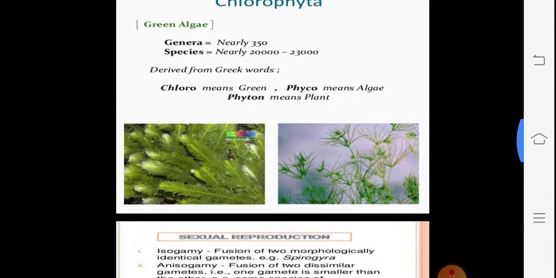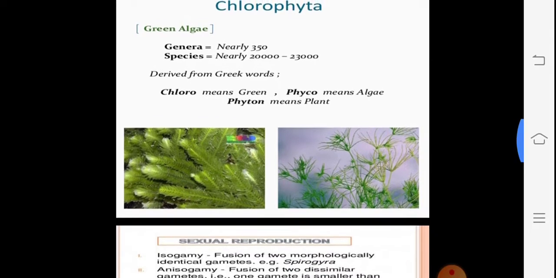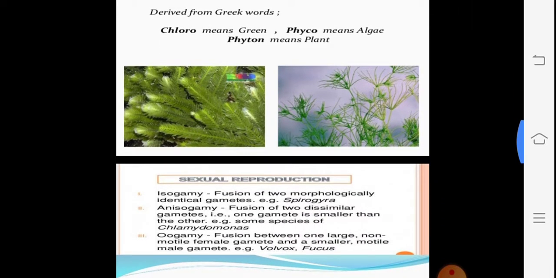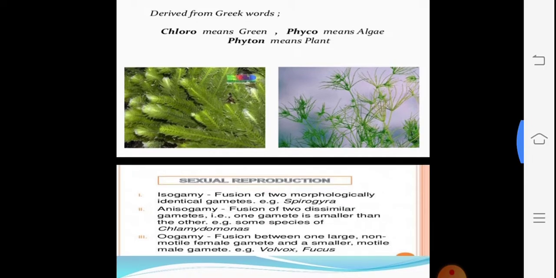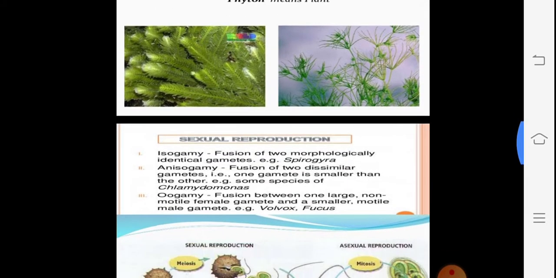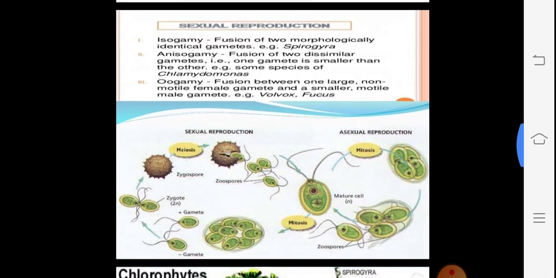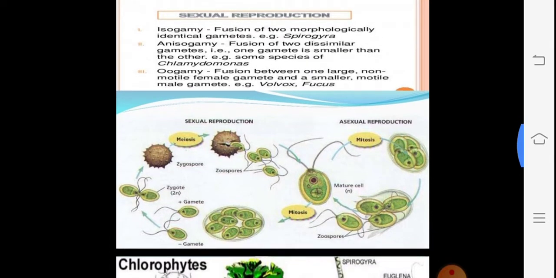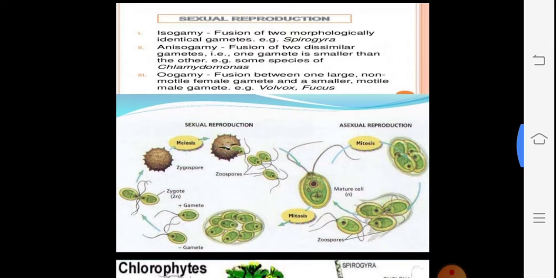Generally in Greek, chloro means green and phyco means algae, and phyton means plant. So these green algal plants are there. Good examples you are observing are Chlorophyta or Chara. Sexual reproduction in Chlorophyta is commonly isogamy, the fusion of two morphologically identical gametes.